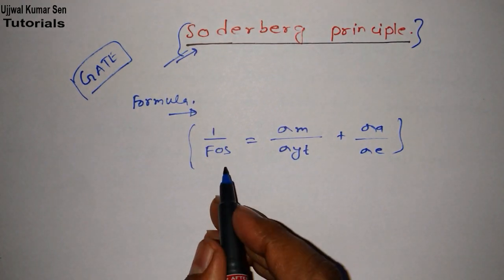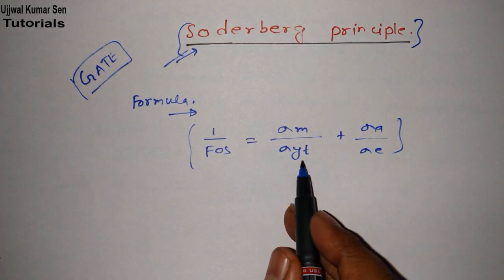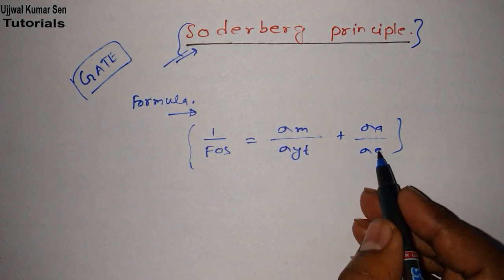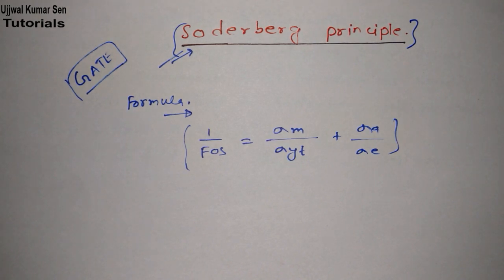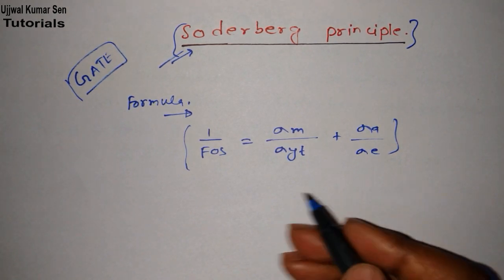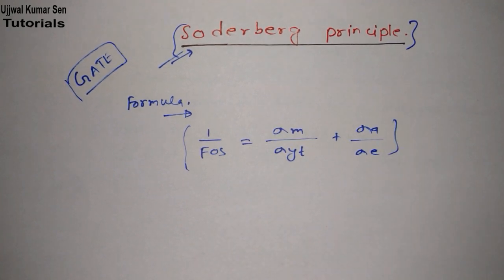Alright, what is FOS? Factor of safety. What is m? Mean. What is YT? Yield. What is E? Endurance. What is A? It's amplitude basically. We have to find out all these, and we have to use this formula for finding out what they have asked us to find out in the question.